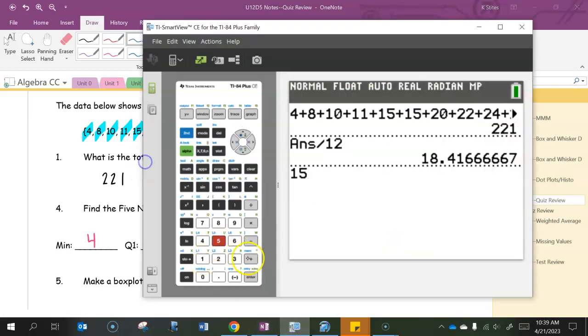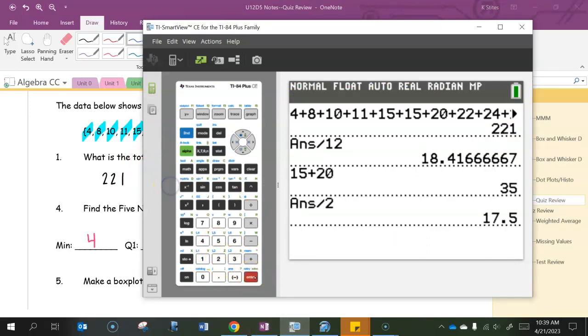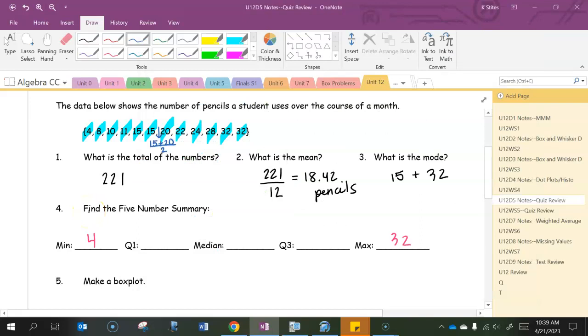And be careful when you type that in. You have to add them first, enter, then divide by 2. And that's going to be 17.5 for my median.